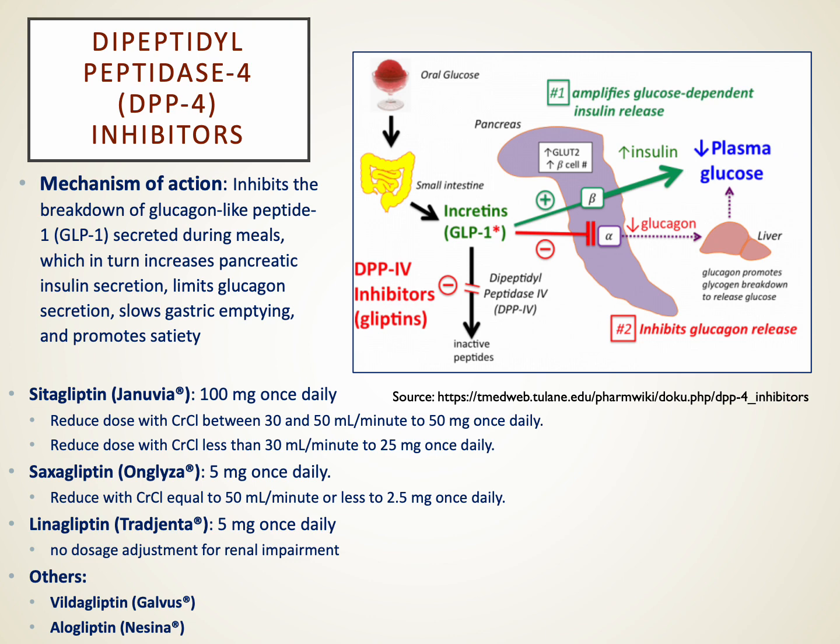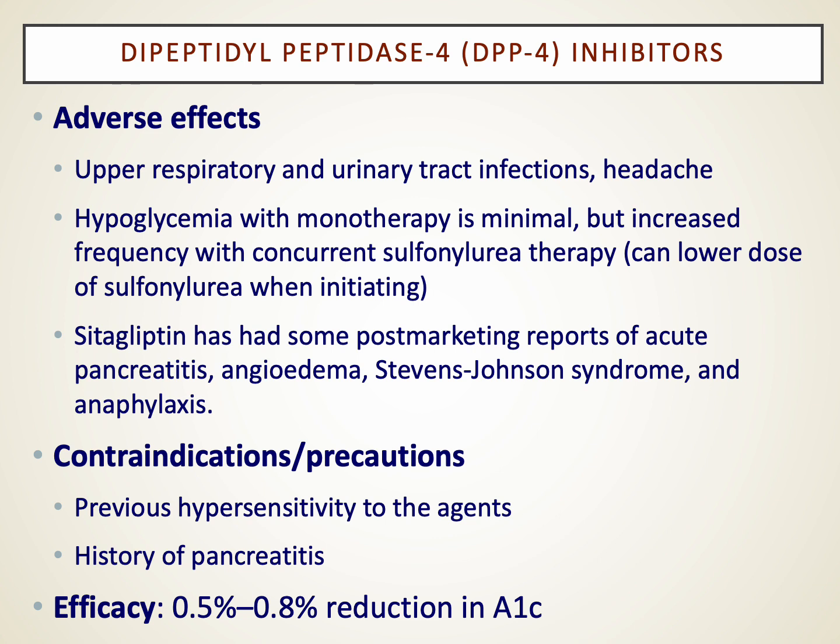You'll see that these really work to amplify glucose-dependent insulin release and inhibit glucagon release in a sort of secondary mechanism. The adverse effects are tolerable for most patients. Usually you don't see significant hypoglycemia, but they're not all that effective. They don't really work to get hemoglobin A1C down all that well, and they're still expensive agents to use. They're not very cheap to use.